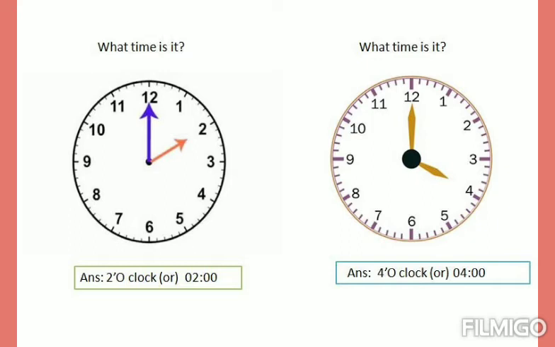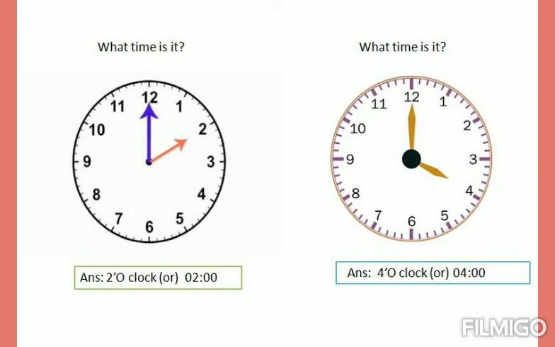In the first clock, you have seen the minute hand at 12 and the hour hand at 2. So, we can read the time exactly as 2 o'clock. It can be written in words as 2 o'clock. When you write in numerals, you have to separate the hours and minutes by a colon. The 2 dots I have kept here are known as a colon.